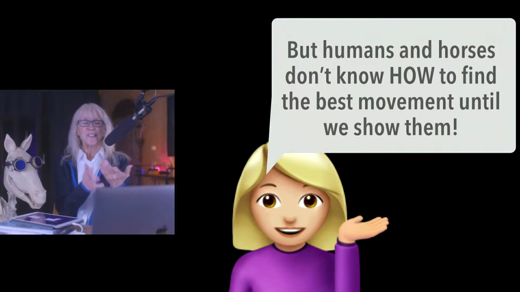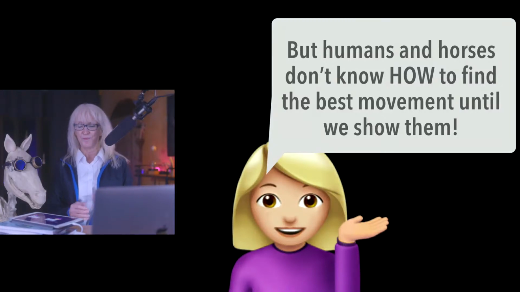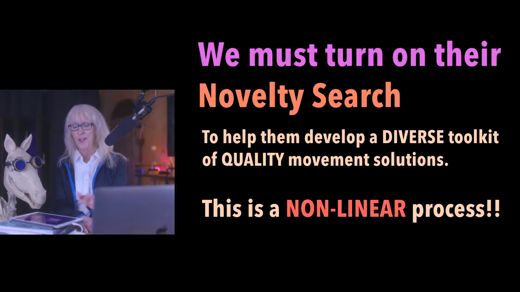Instead, I think this was Franz Bosch who made this amazing quote, which is, we want adaptable athletes, not adapted athletes. But what we're training is athletes who adapt to what we've trained them to do, instead of athletes that in real time, all the time, stay adaptable. We've been removing that capability, and that is how nature optimizes. So we have to turn on their novelty search by supporting that in our training.